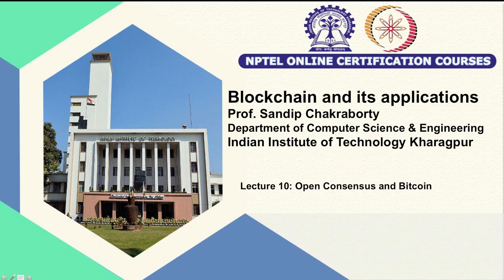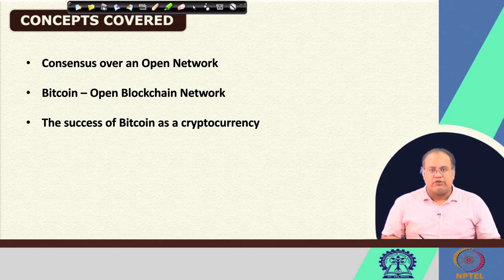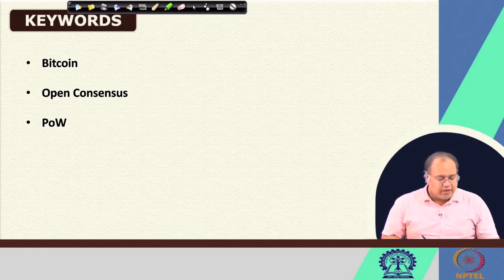So, the topics that we are going to cover in today's class are the concept of consensus over an open network, followed by the idea of Bitcoin, and finally a discussion on Bitcoin as a cryptocurrency, possibly the most popular cryptocurrency. So, these are the keywords for today: Bitcoin, open consensus, and an idea which we name proof of work or POW, that we are going to see in brief.